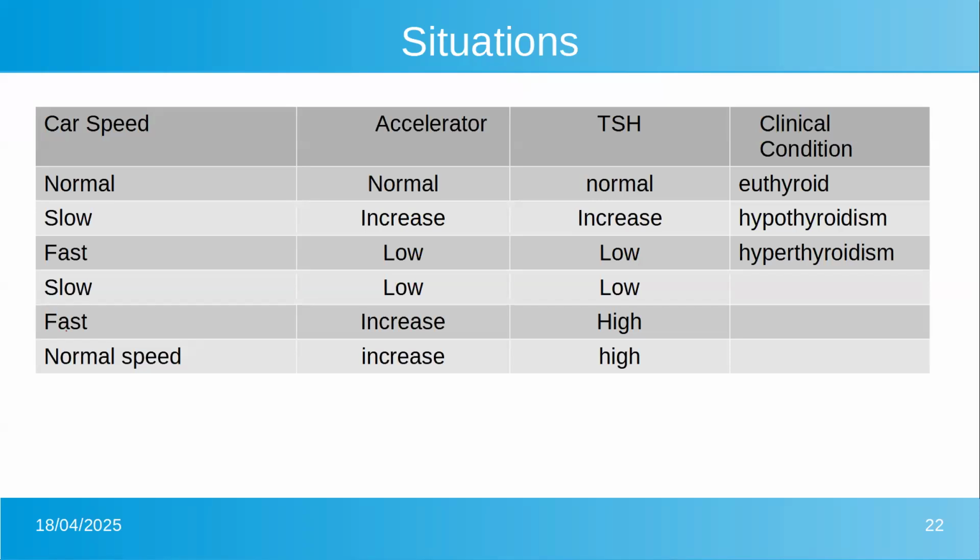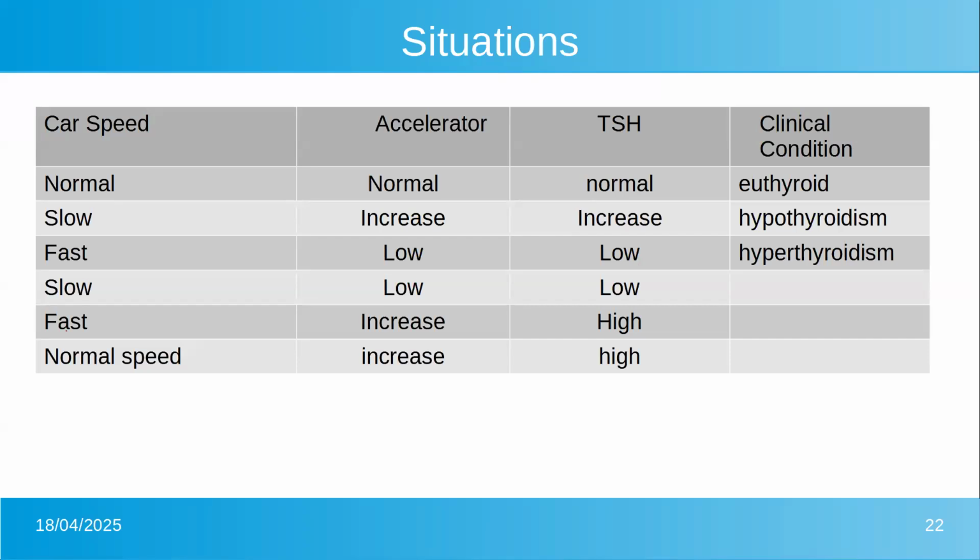Now, what about the other case? The car is going fast and the accelerator is also very fast. What condition does that happen in? Secondary hyperthyroidism. Okay. Where the TSH production is increased, and that's driving the thyroid gland to produce more and more T3 and T4.